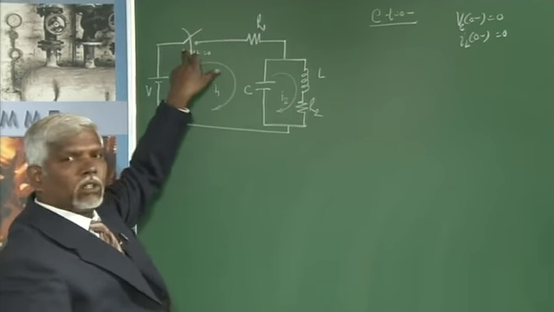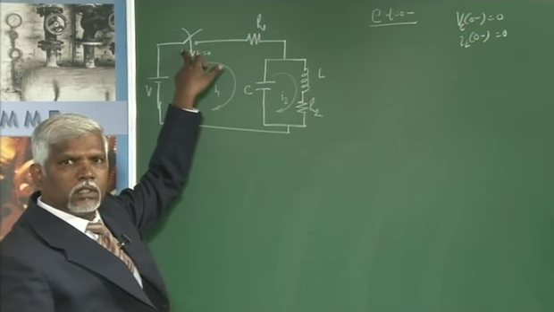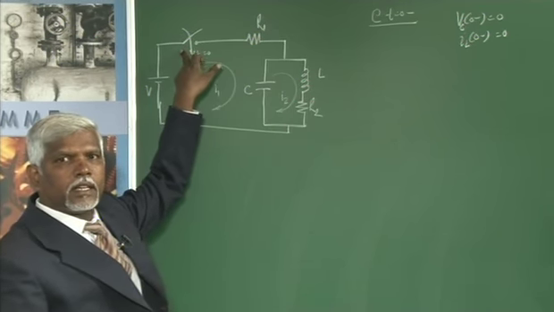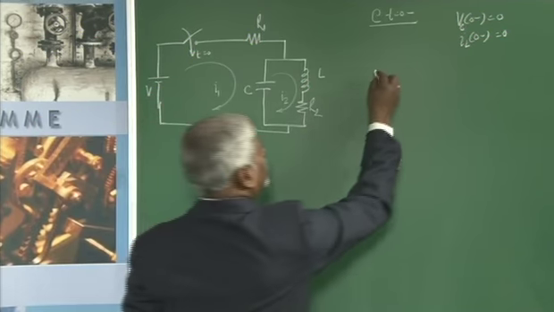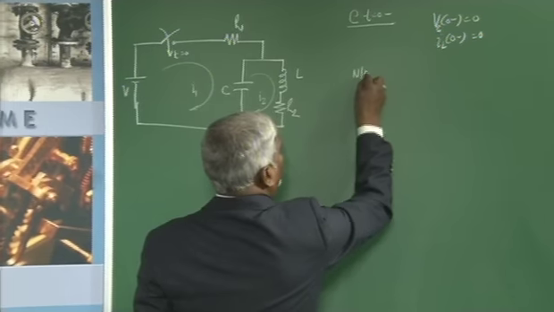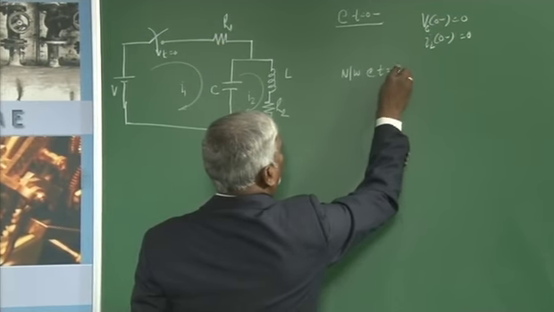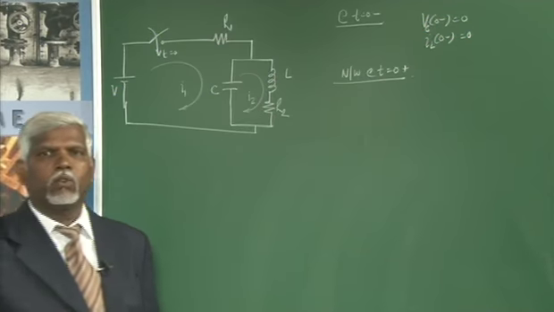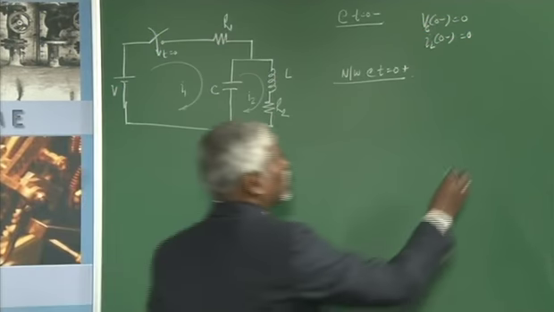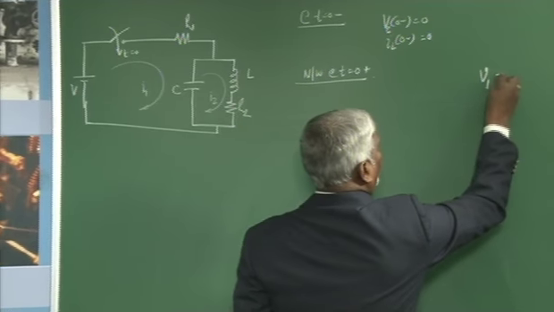At t equal to 0, the switch is closed. What should we do next? Write the network at t equal to 0 plus, immediately after closing the switch. Before writing the network, we need to know what he has asked. He wants to know what is V1, what is V2.